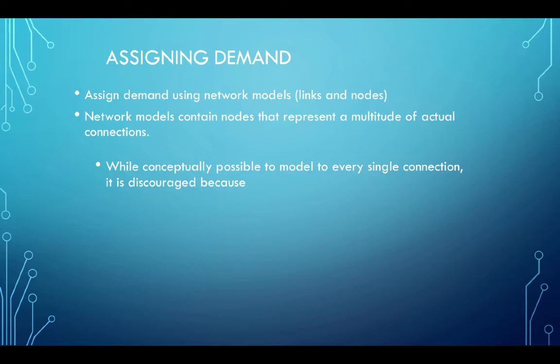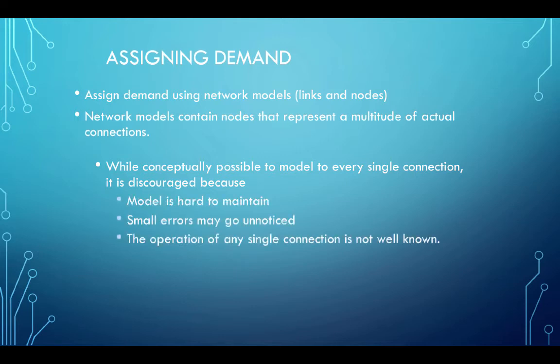To assign demand for our network models, to allow us to do what-if calculations to be sure we're supplying water at proper flow and pressure, we need to have some way of estimating the demand at a link or at a node. So network models contain nodes, and they usually represent a multitude of actual connections. It's conceptually possible to model down to every single meter. Generally, it's not done because the model itself is hard to maintain, even today, even if a magic cyborg AI was doing it.